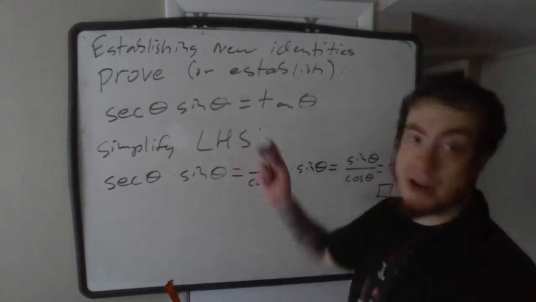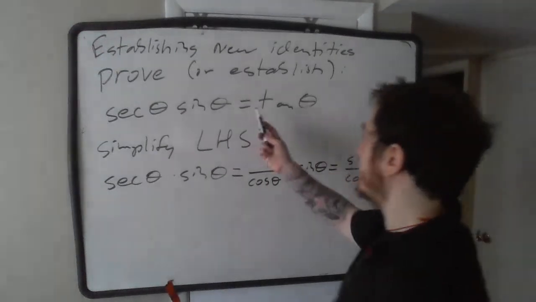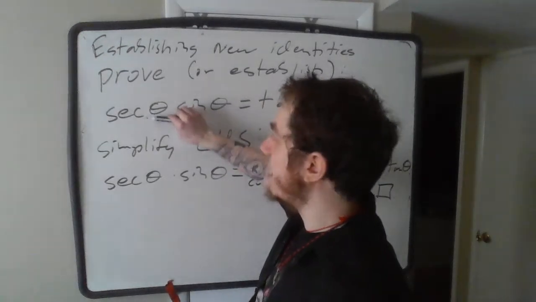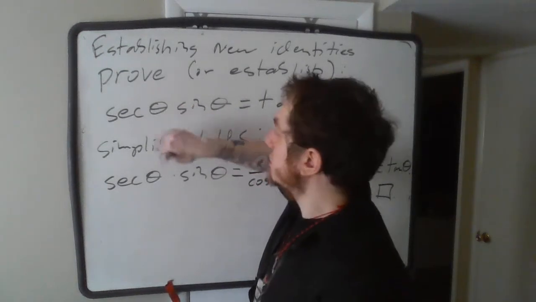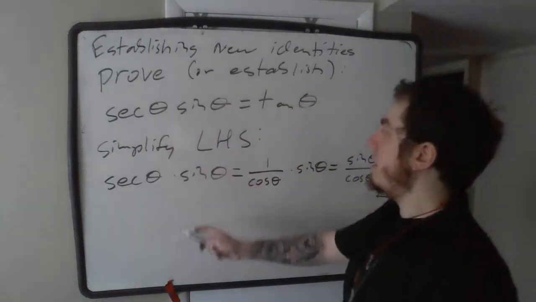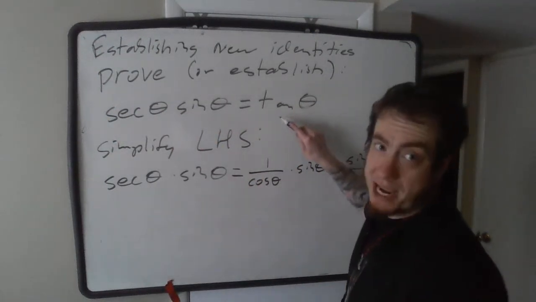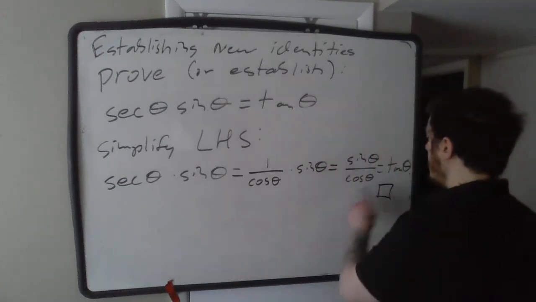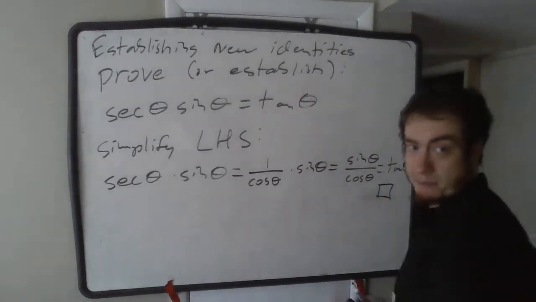So again, to reiterate the method that we used, we looked at this and said, okay, the left-hand side looks more complicated. We're going to start with the left-hand side and start simplifying it and hope that we get something that looks like the right-hand side. We went along, and we did. So we're done.